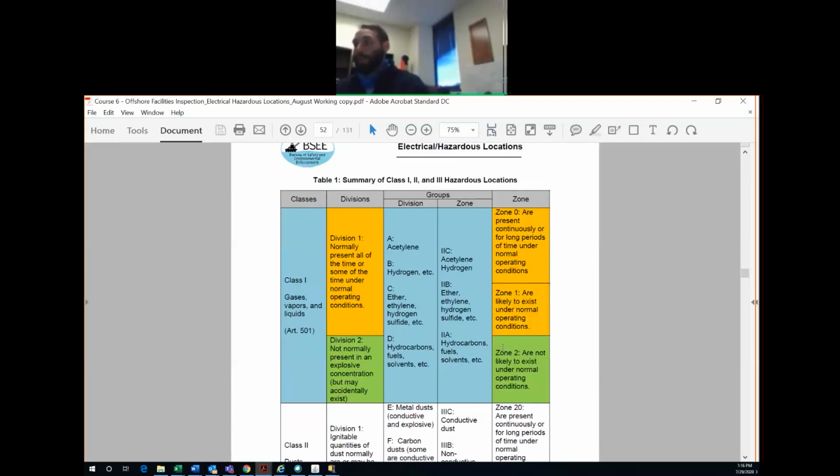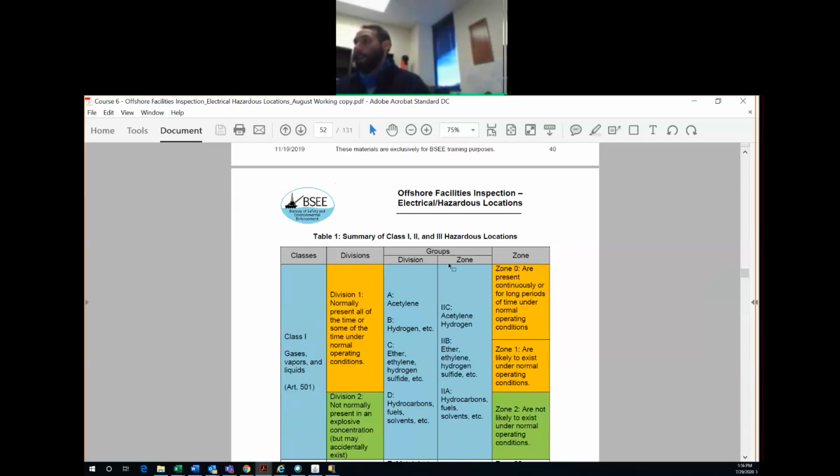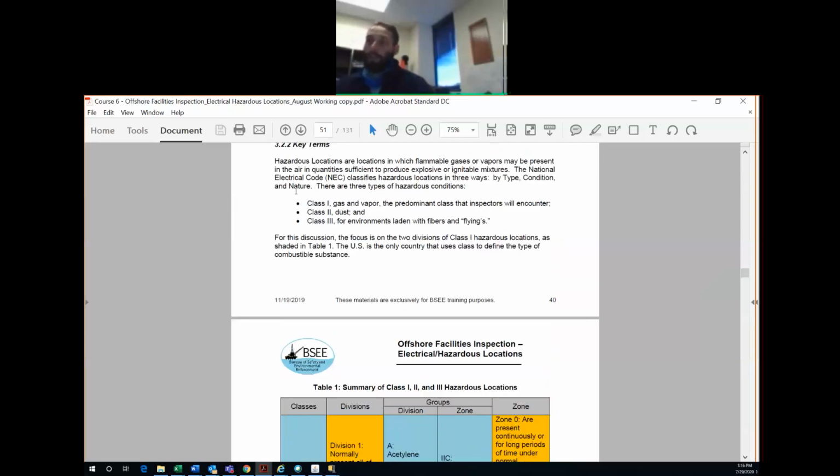So here's a cool little table that I have in the course guide that shows you the differences between class, division, and zone. Now, before we get into that, a lot of times we just take the word class for granted. We always just say class 1, class 1, class 1. And it's always class 1. And we're always talking about class 1 when we're talking about an offshore environment.